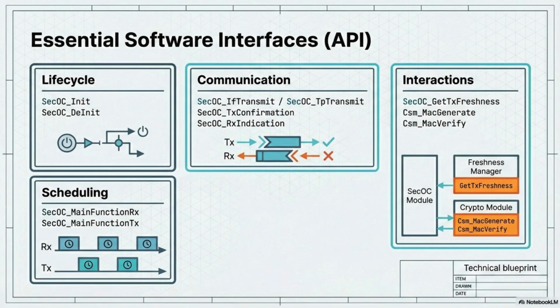For those of you implementing this, you'll spend most of your time with these APIs. We have SecOC_Init for setup, SecOC_IfTransmit for sending data, and the main function calls that handle the periodic scheduling of TX and RX tasks.